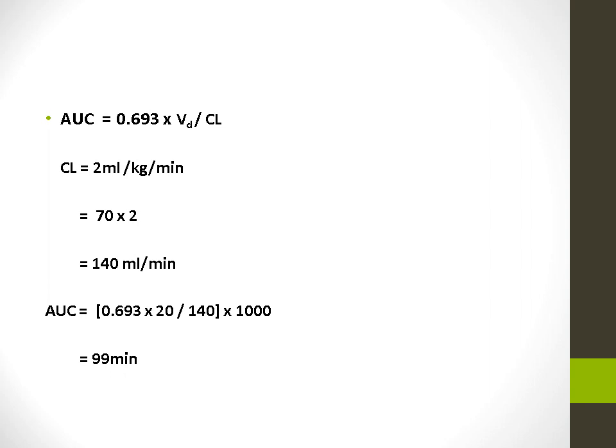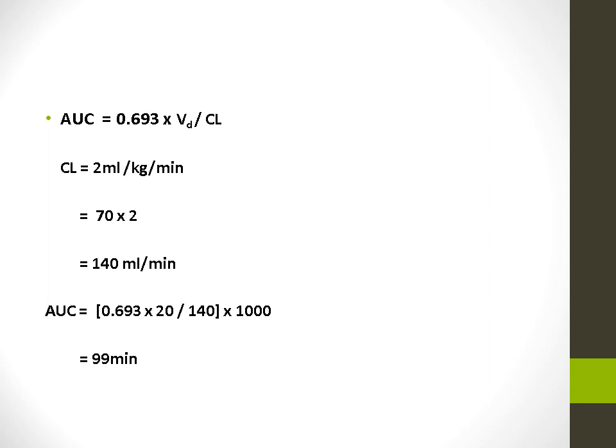Clearance is equal to 2 ml per kg per minute. Here the patient's body weight is 70. So, 70 into 2, 140 ml per minute, which means you have to convert the ml into liter. So, the half-life will be equal to 0.693 into 20 divided by 140 into 1000. So, that is equivalent to 99 minutes.